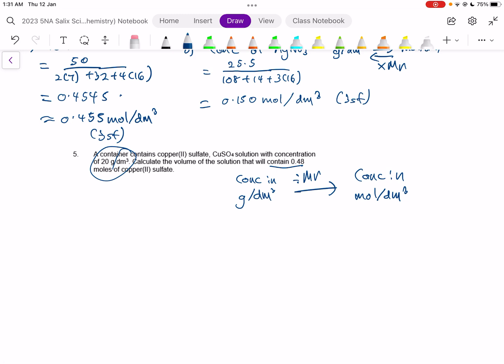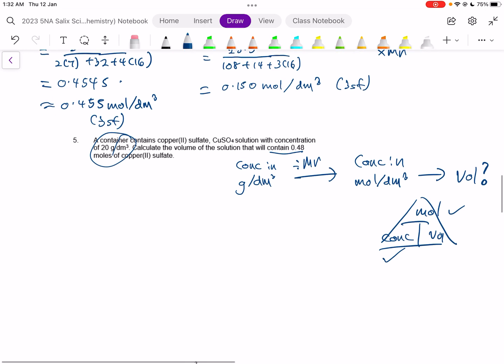Then the next thing that you do is take the mole divided by the concentration. From here you want to go to the volume. How do you do it? It's by this triangle: mole, concentration, volume. You have the mole, then you have the concentration, so you can find the volume.